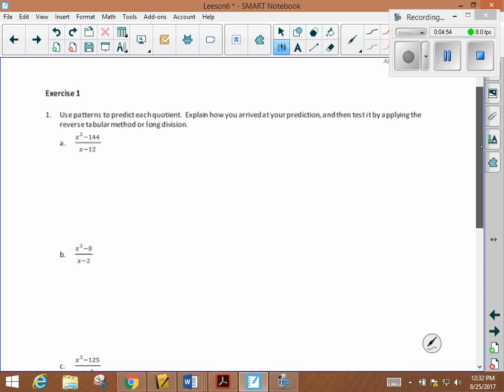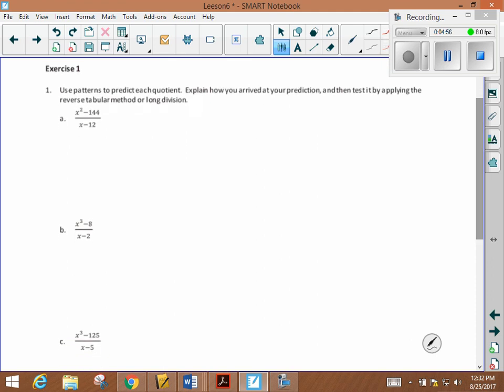We're going to find patterns, use patterns to predict each quotient, explain how we arrived at our prediction, and then test it by applying the reverse tabular method for long division. All right, so how in the world would we use that same pattern?